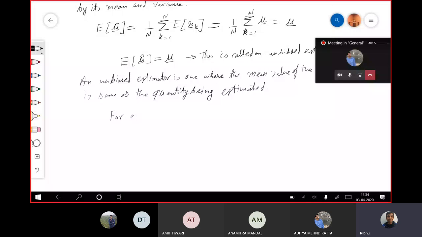Mu is mu, a scalar. mu hat equals 1 upon n, summation k equal to 1 to n, xk.